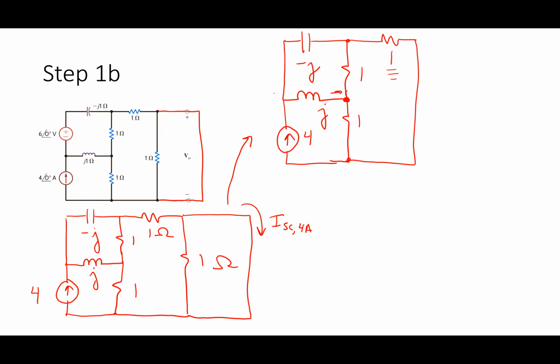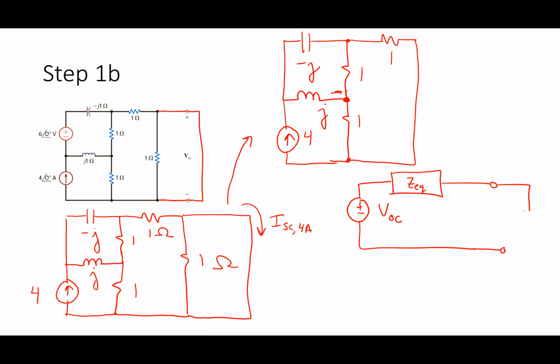Given that I painted myself in this corner, what do I do now? I could do mesh analysis, but again, I'm going to keep going with my usual approach of creating a Thevenin equivalent. I'm going to say I want to turn this into a V open circuit and a Z equivalent. And then I'm going to hang at the terminals a 1 ohm resistor.